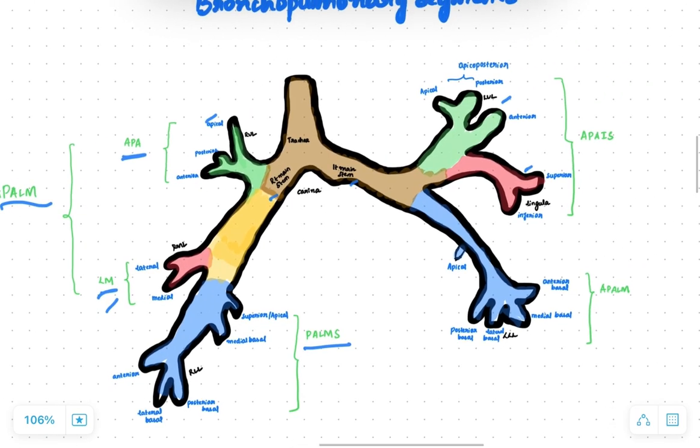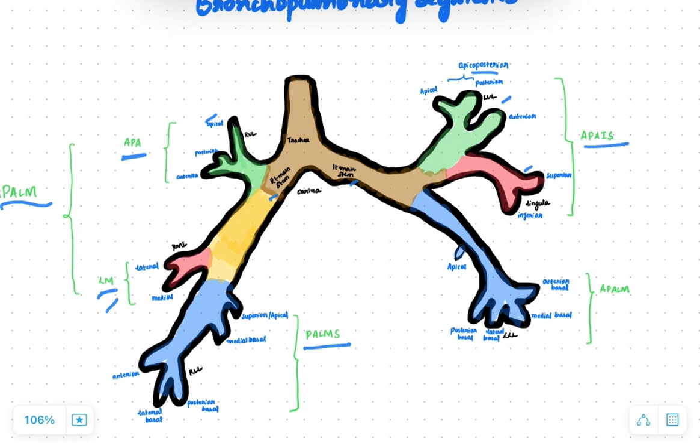Coming to the left lung, it has the lingula along with the upper and lower lobes. In the upper lobe it is similar: apical and posterior. Sometimes apical and posterior are fused, forming apico-posterior, and anterior. So APA is the same as the right lung, and the lingula has a superior lingular and an inferior lingular segment.